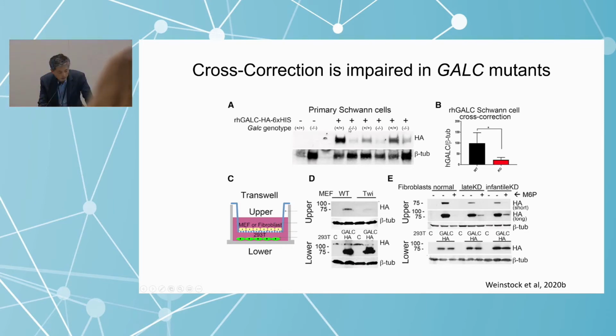The plus and minus mean the genotype. So you see wild type, knockout, wild type, knockout, wild type, knockout. You can see that the wild type is higher than the knockout. And this is the quantification, which means that the mutant Schwann cells have less cross-correction efficiency.